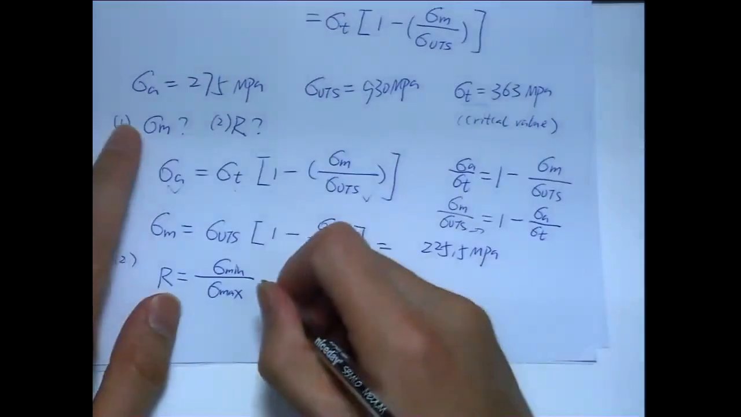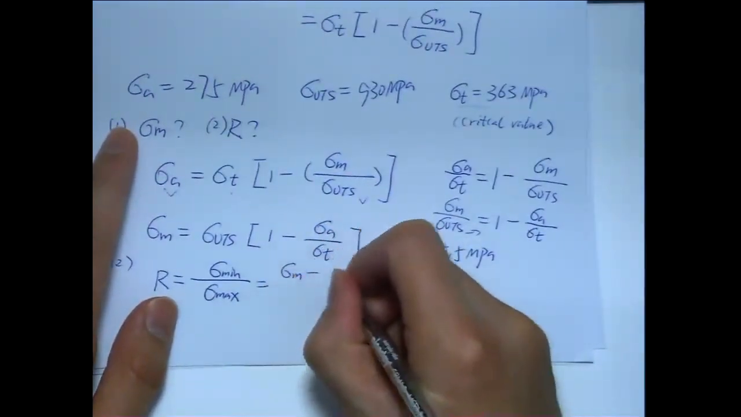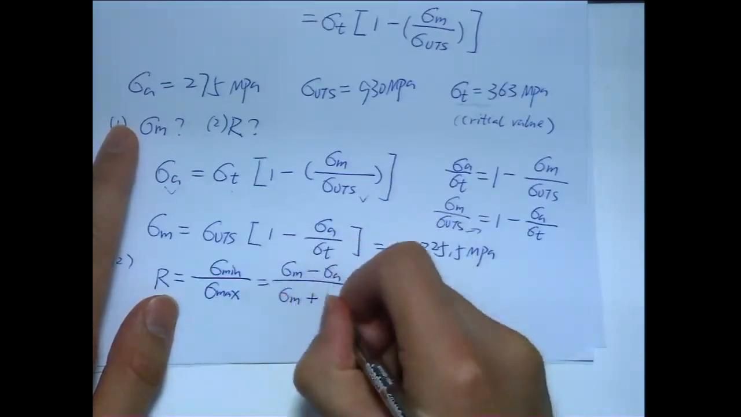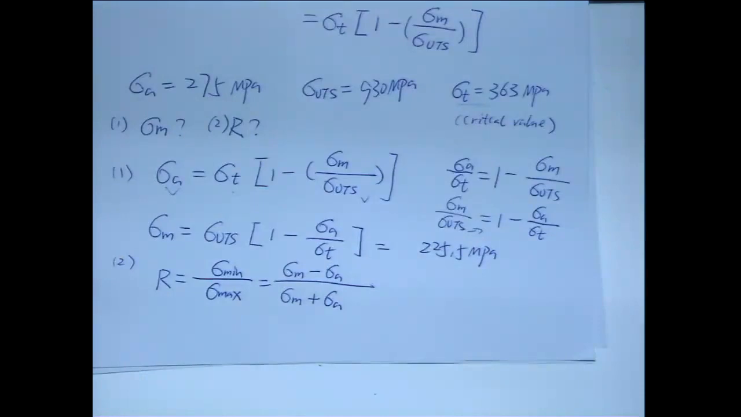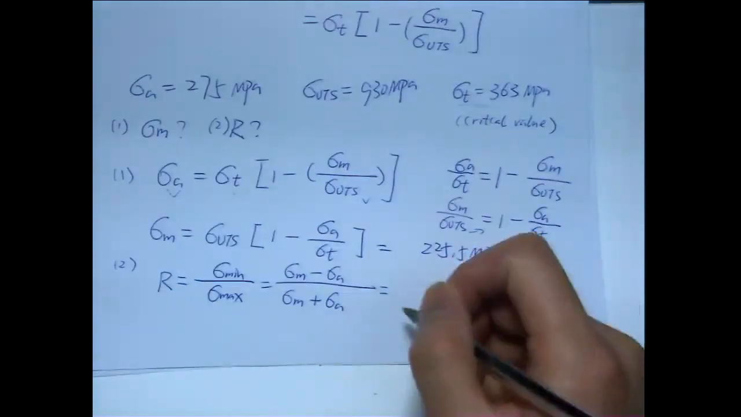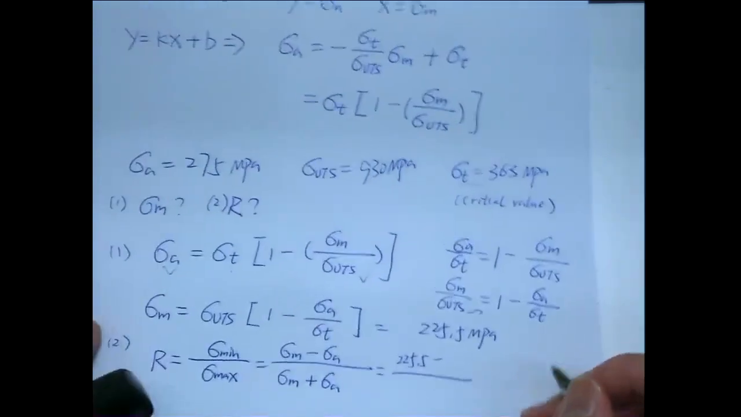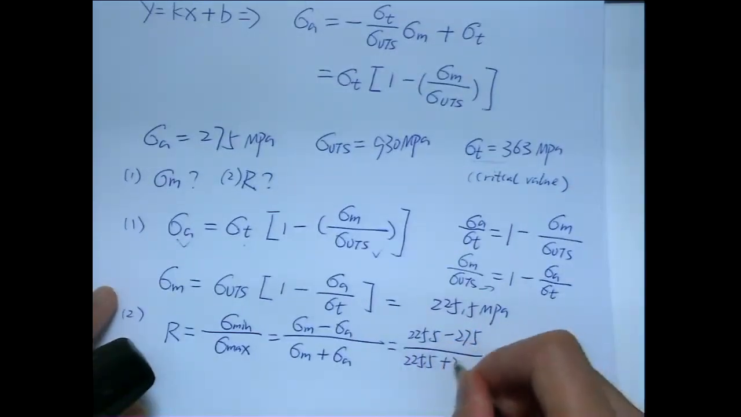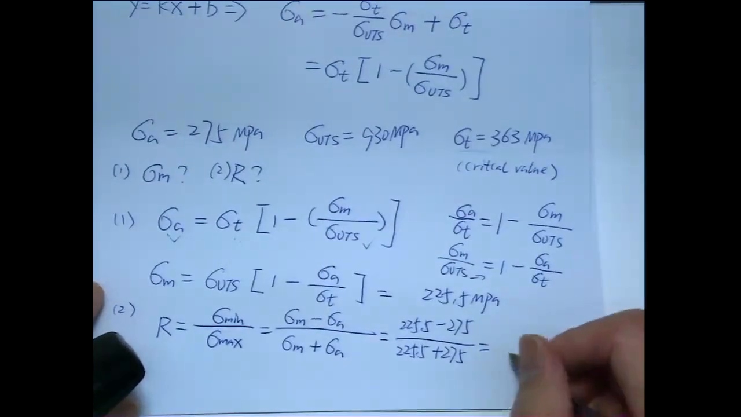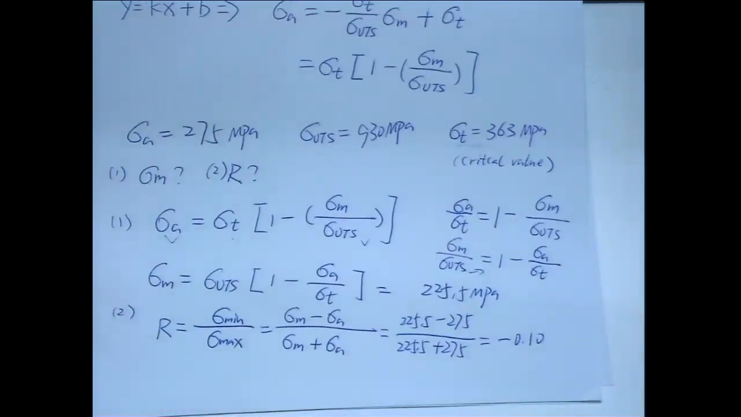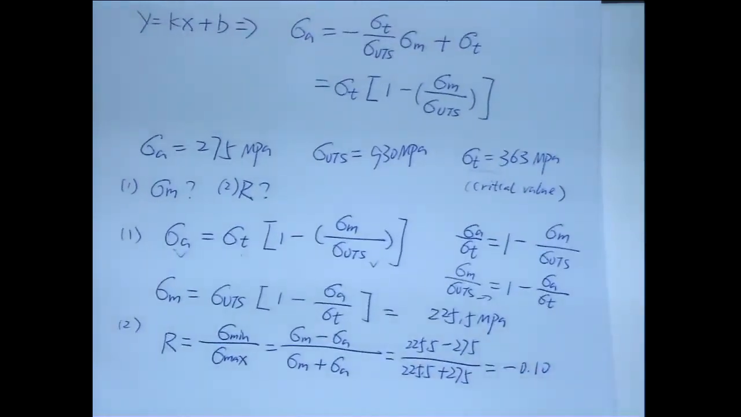So now going back to these questions, you put that back: sigma mean minus sigma A, sigma mean plus sigma A. So that's the final answer for this. Just be careful of the calculation. So now you get 225.5 minus sigma A is 275, and this is the plus. So that gives you the minus 0.10. So that's the answer for these questions.